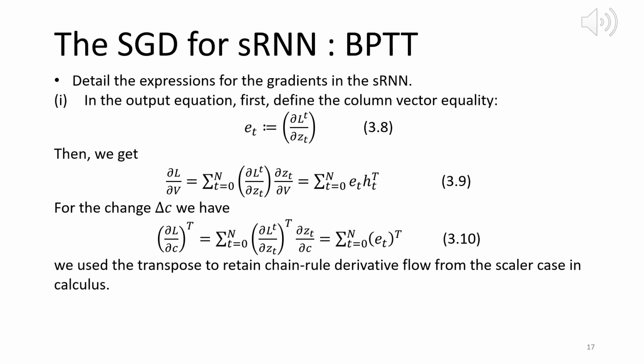Then, we get the partial derivative of the loss function to the weight matrix V as shown in equation 3.9. This derivation is based on the chain rule in calculus. Note that based on equation 3.4, we can easily obtain the derivative of z_t to V as h_t. In the matrix format, we denote the final result as the summation over t of e_t times the transpose of h_t. Similarly, the derivative of the loss function to the bias parameter c is shown in equation 3.10. Note that the derivative of z_t to c is a constant, or specifically, is 1.